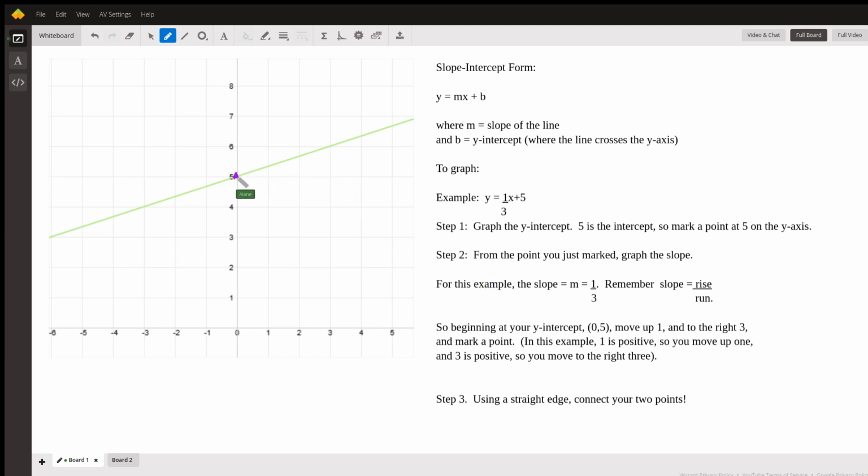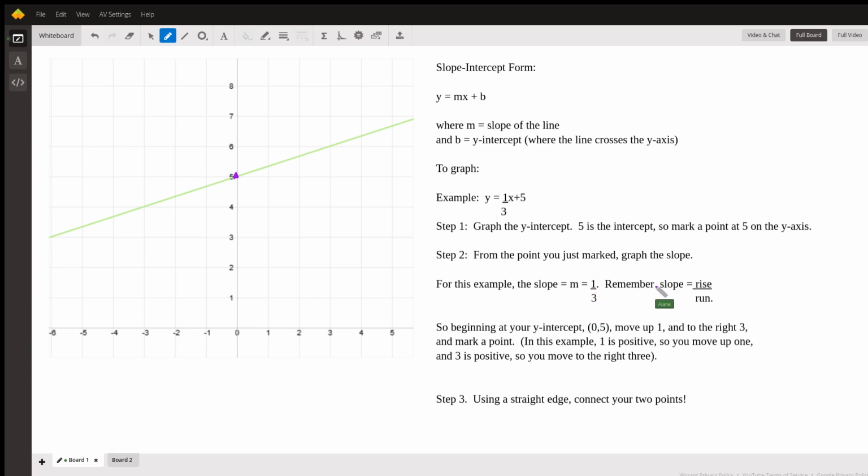Okay, step 2. From this point that you just marked, you're going to mark another point. And all you need to graph any line ever is 2 points. So you're already almost there. For here, you're going to use the slope. So if we look at our y equals mx plus b equation, we see that m represents the slope. So in our case, our slope is equal to 1/3.